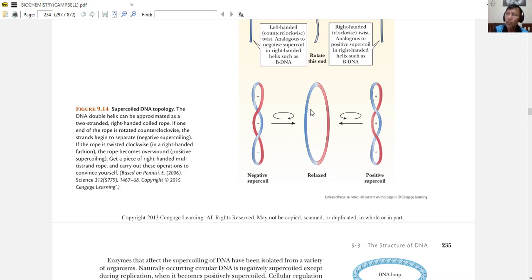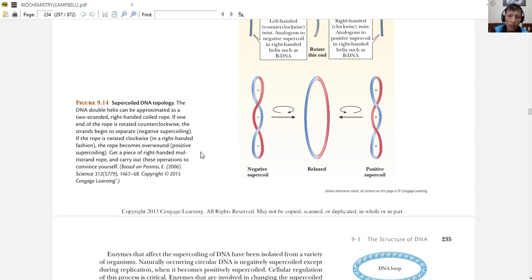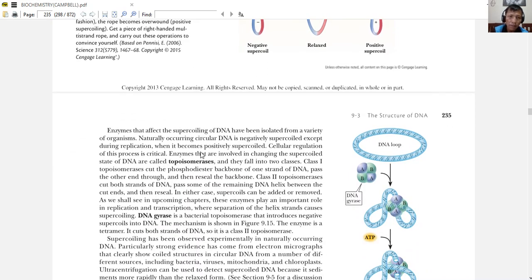Here, it is being imagined that a relaxed DNA has no coils. Maybe you can imagine it is one segment of the coil, and then when you have a positive supercoil, of course, that one segment would turn into a coiled form, just to emphasize the difference.